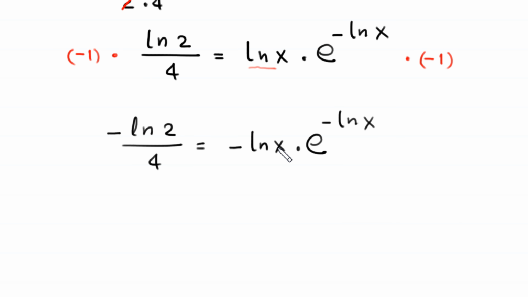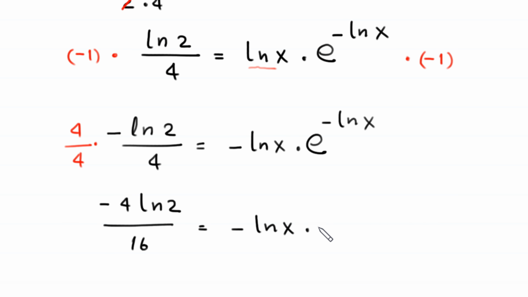Now this right hand side is ready to use Lambert W function, but first we make this left hand side such that we can use Lambert W function at the left hand side too. So we multiply and divide this expression at the left hand side by 4. This will become negative 4 times ln of 2 divided by, this 4 times 4 will become 16 is equal to, this remains same, negative ln of x times e to the power negative ln of x.